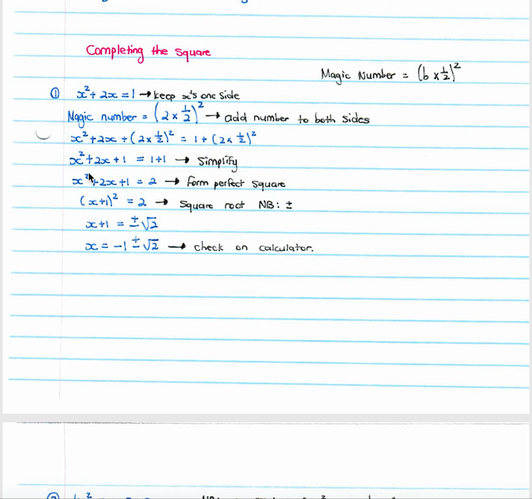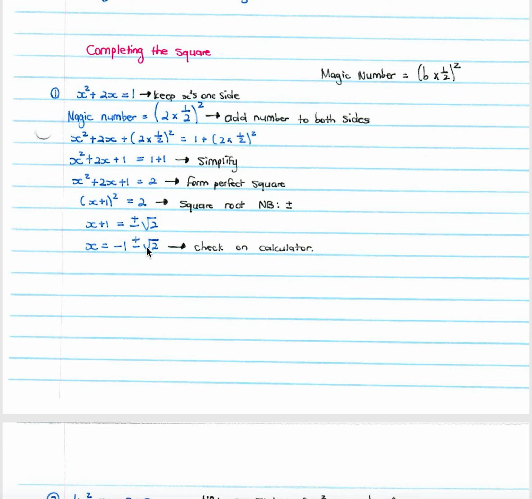This is now a perfect square. If you factorize this, it's factorized into x plus 1 times x plus 1, which is x plus 1 squared. We then square root this as we have done above in the square rooting equation. X plus 1 equals plus or minus the root of 2. We then know that x equals negative 1 plus or minus root 2.